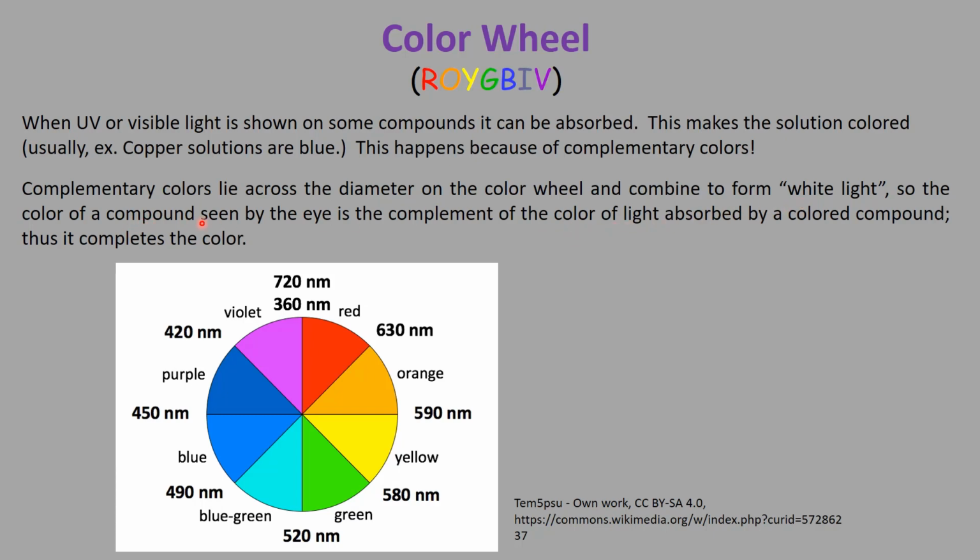So the color of a compound that you see with your eye is the complement of the color of the light absorbed by a colored compound. Thus, it completes the color. So if you see a purple solution, it's absorbing green light. If you see a dark blue solution, they put purple here, it's really darker blue, purplish, to yellow, and then blue to orange, and then red to blue-green.